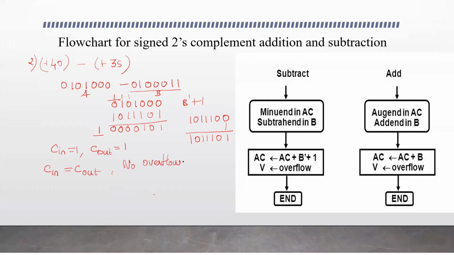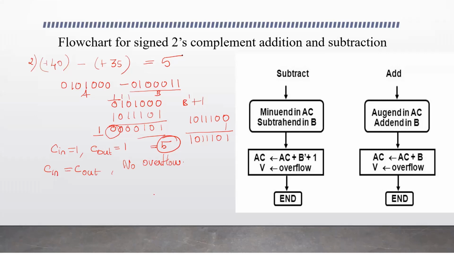So now let's check the result. It is 1 0 1, with 0 0 0 0 0 before it. Here the sign is positive, so that means the result is a positive number and it is 101. 101 is 5, and here 40 minus 35 is 5.